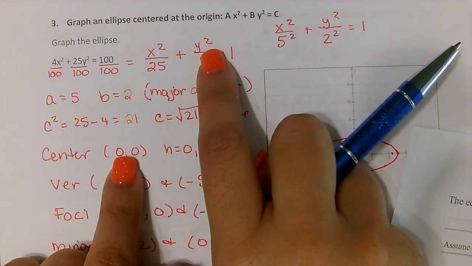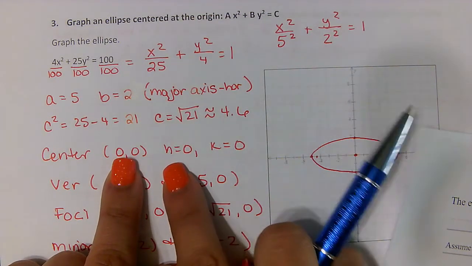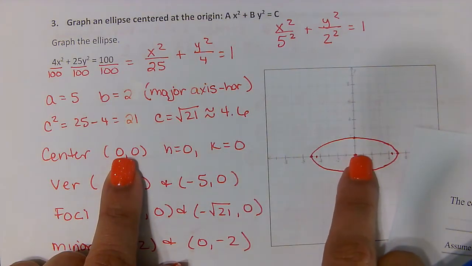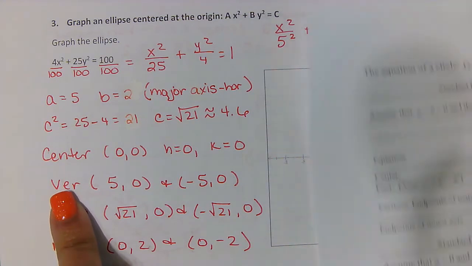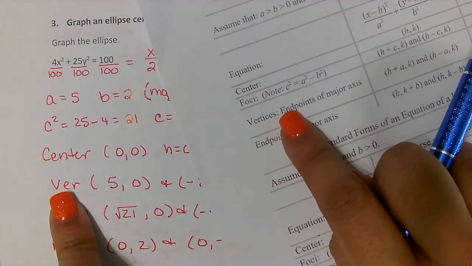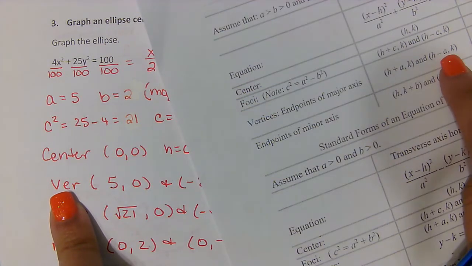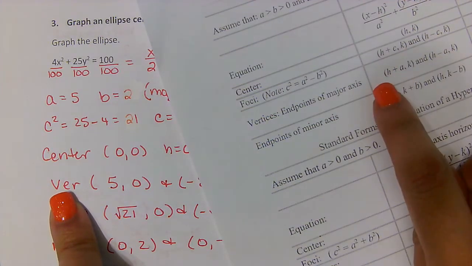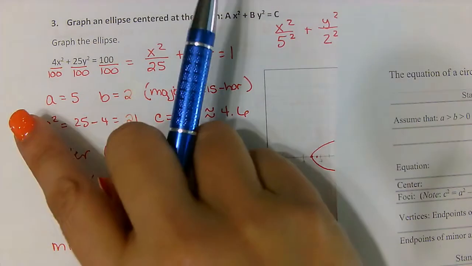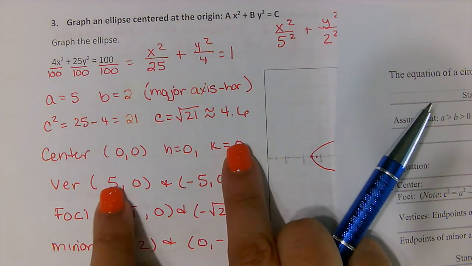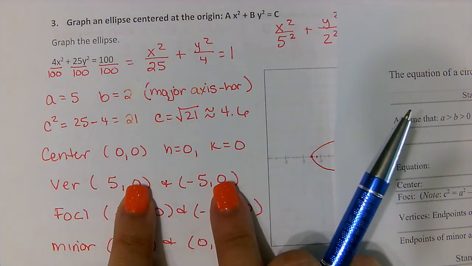Our center, if you notice the numerator, does not have a horizontal or a vertical shift, so our center is going to be (0, 0). That means h is 0 and k is 0. I went ahead and plotted those points here. For the vertices, we're going to use the equation (h plus a, k) and (h minus a, k), or in other words, a positive a and a negative a, because h is equal to 0. So our a here is 5, so I'm going to have plus 5 and minus 5, and our k is 0, so that will be 0 on both of these.